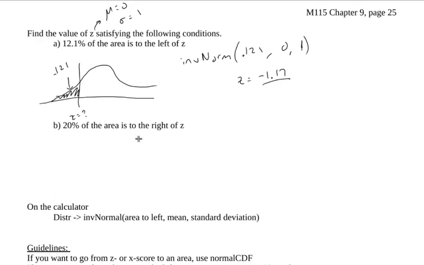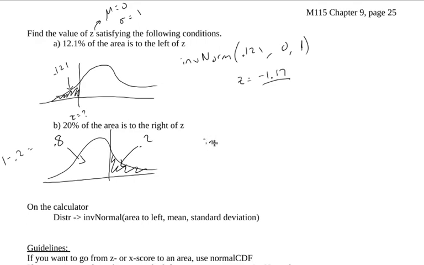Let's see. If we want 20% of the area to the right of z, then the area to the right is 20%, which means the area to the left, by using my complement rule, must be 80%. This is 1 minus 0.2, which gives me 80% of the area to the left. Then once I have the area to the left, now I can use inverse norm.